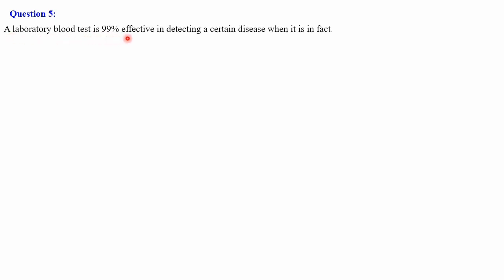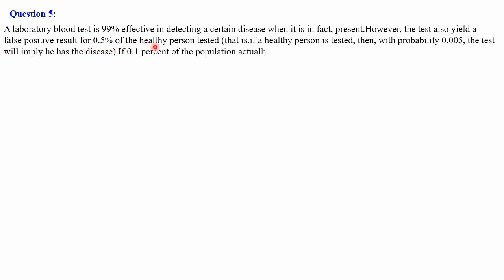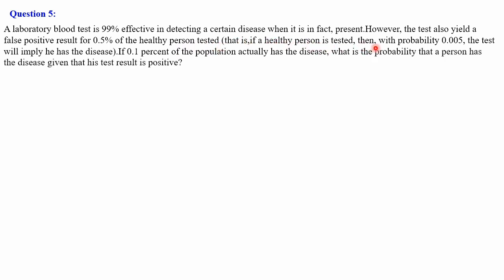Next we shall discuss question number 5. The question is, a laboratory blood test is 99% effective in detecting a certain disease when it is in fact present. However, the test also yields a false positive result for 0.5% of the healthy person tested. That is, if a healthy person is tested, then the probability 0.005, the test will imply he has the disease. If 0.1% of the population actually has the disease, what is the probability that a person has the disease given that his test result is positive?